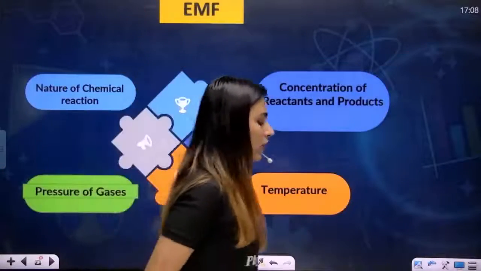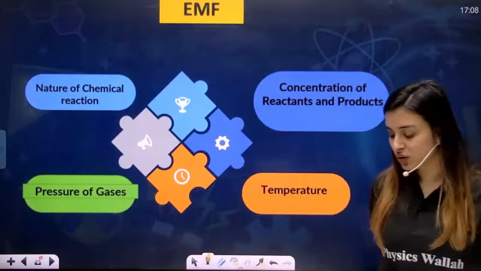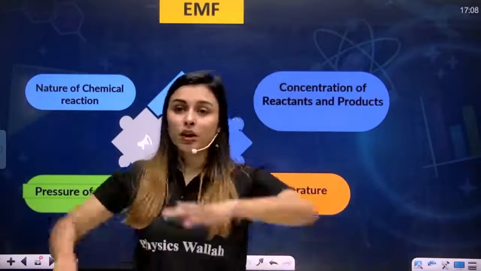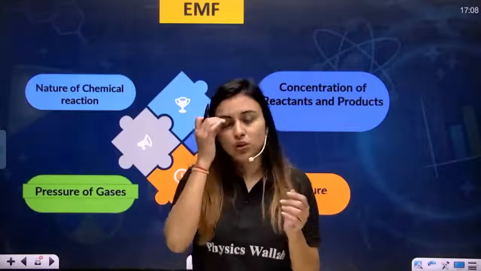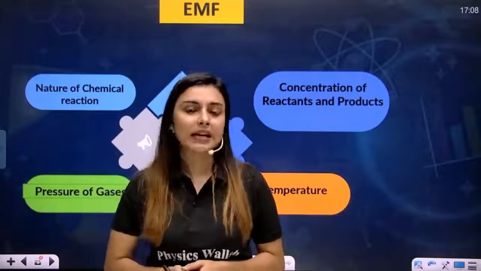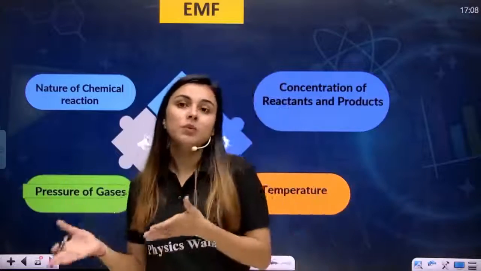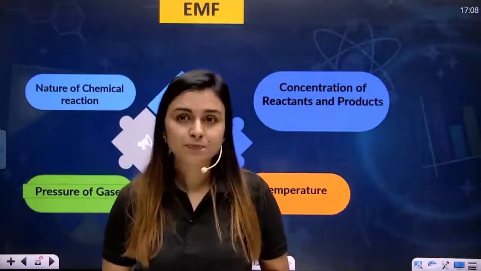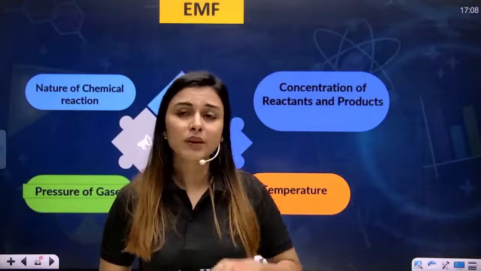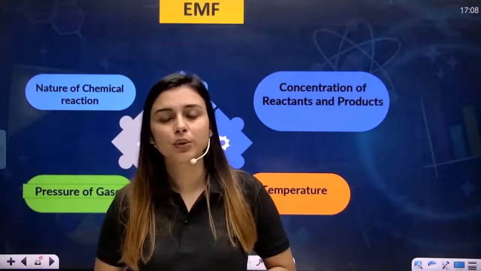I told you about the cell's EMF. See, my dear students, every whole combined cell has its EMF. Also the half cells have their EMF values. These EMF values actually tell us whether a reaction will be spontaneous or non-spontaneous. So now we need to understand a little bit about this EMF. We'll start today, but we'll have to continue it to the next session as well.